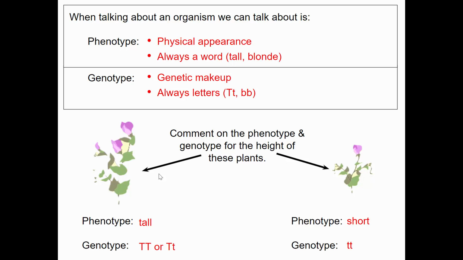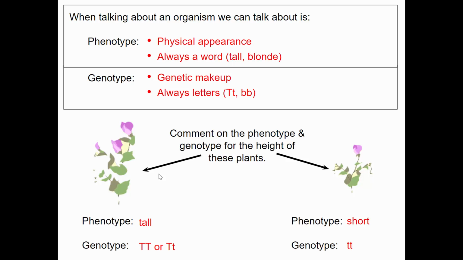Wait, so what if you did, hold on, what if you did little t? It doesn't, so that would still be tall. As long as it has one, usually we write the capital letter first, but you don't have to. But anytime you have one of the dominant genes, that's the one that shows through.